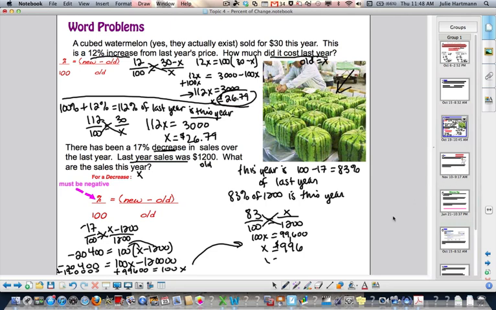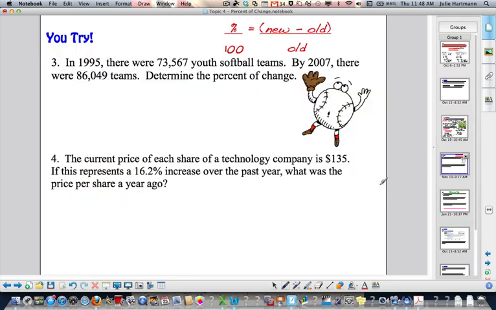Here are some U-try problems. You're determining a percent of change here, and given a 16.2% increase, what was the price a year ago? So that's a percent increase. So go ahead, try those, and we'll go over them in the next class.